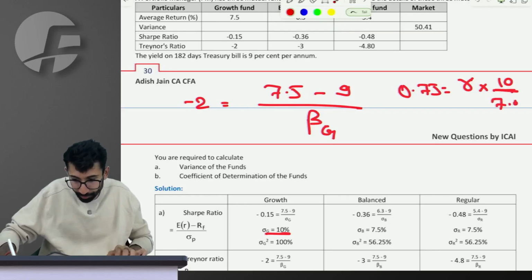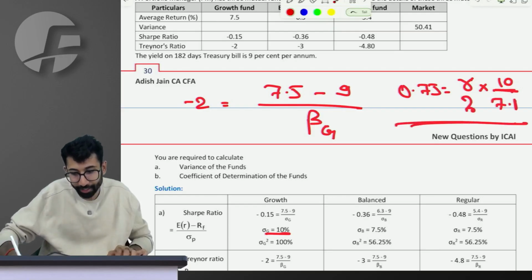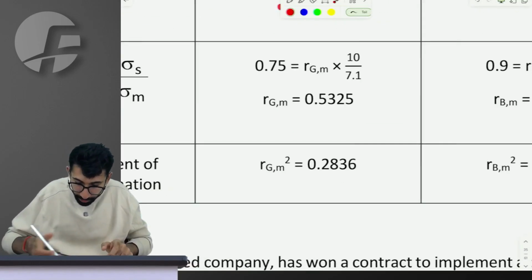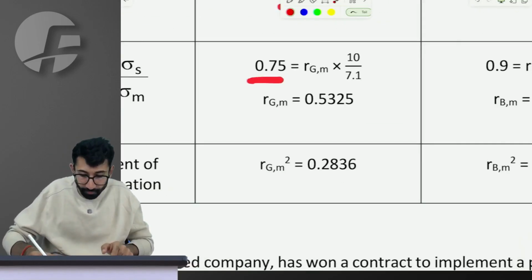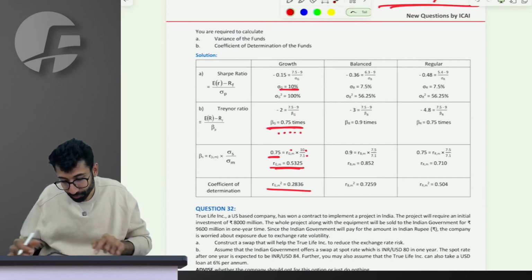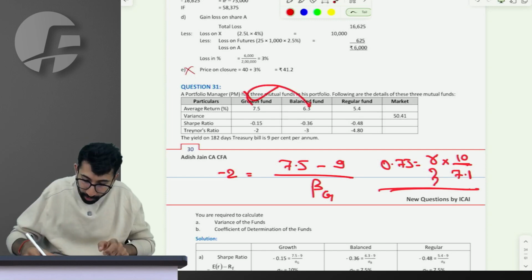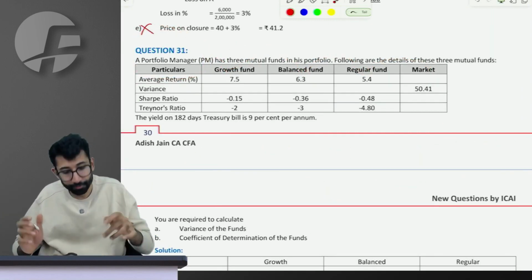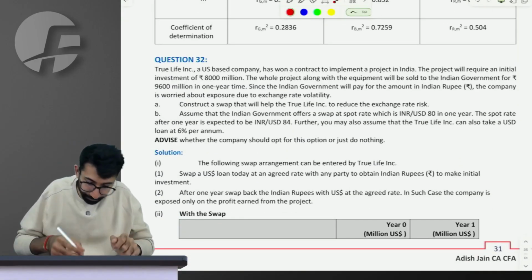under root as 7.1. Using this formula, I can find out correlation, squaring which will give the coefficient of determination. So beta is correlation into SD of security by SD of market. You get the correlation, and its square is the coefficient of determination. What you do for this security, you do for all. Question number 31, such an easy reverse calculation, gets done.